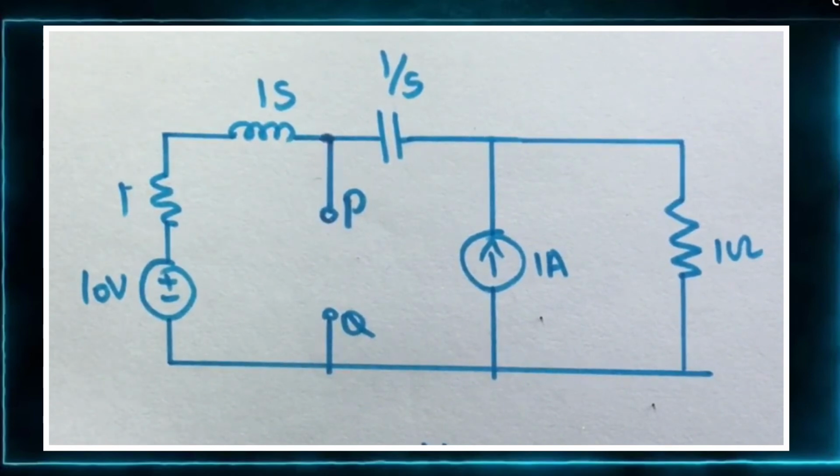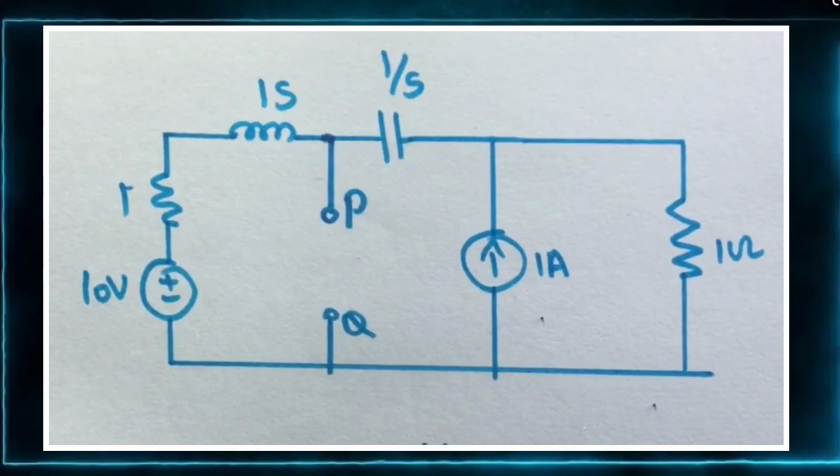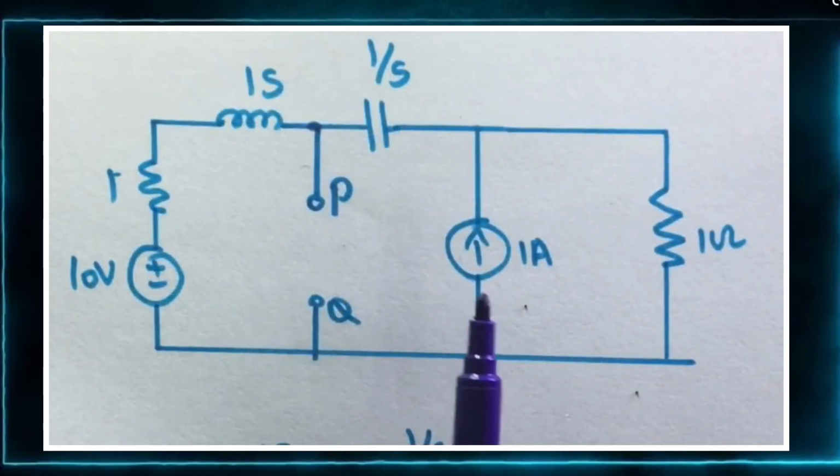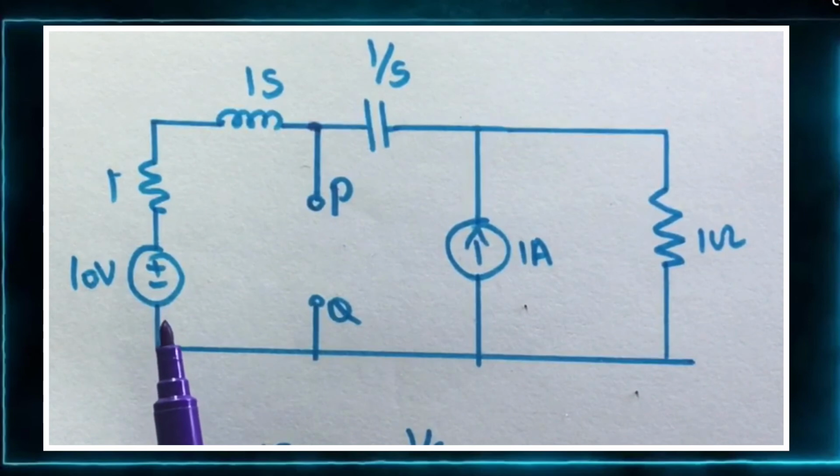Here we are asked to find out Thevenin equivalent impedance between terminals P and Q. In fact, when we find Thevenin equivalent impedance across two terminals in a network, we are supposed to replace all independent voltage sources in the network with short circuits and all independent current sources with open circuits. You can see a 1 ampere current source here. It should be replaced with an open circuit, and a 10 volt voltage source should be replaced with a short circuit.